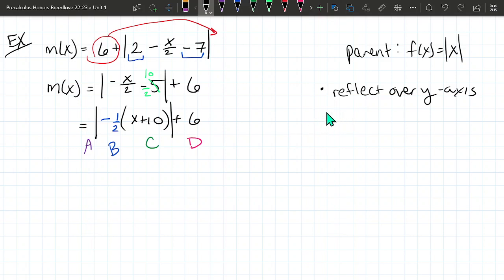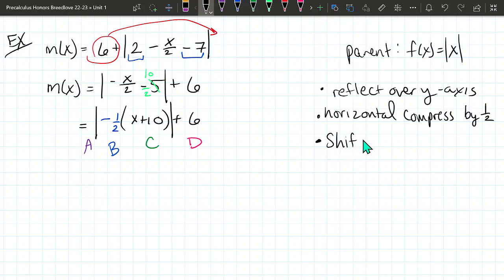And there's a horizontal compression by half. So both of these came from the B value. And then we're also going to shift to the left 10. And we're going to shift up 6. And that's it. So that's the transformations. And I'm going to do one more example.